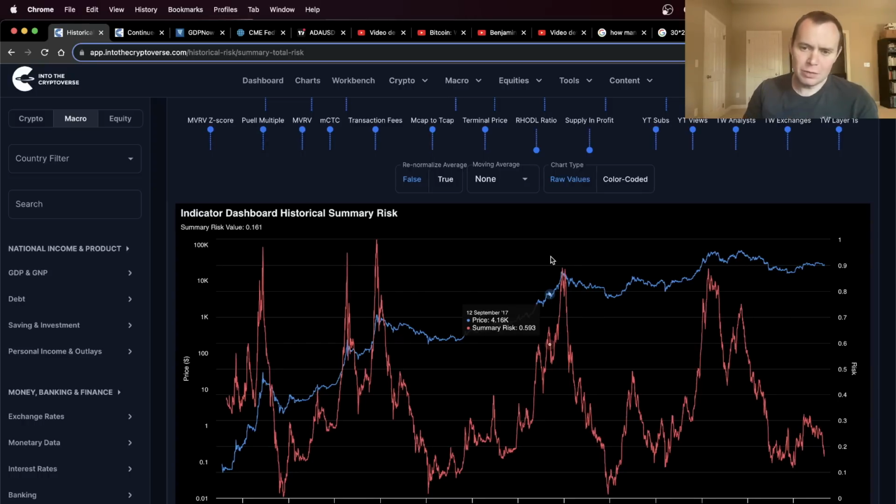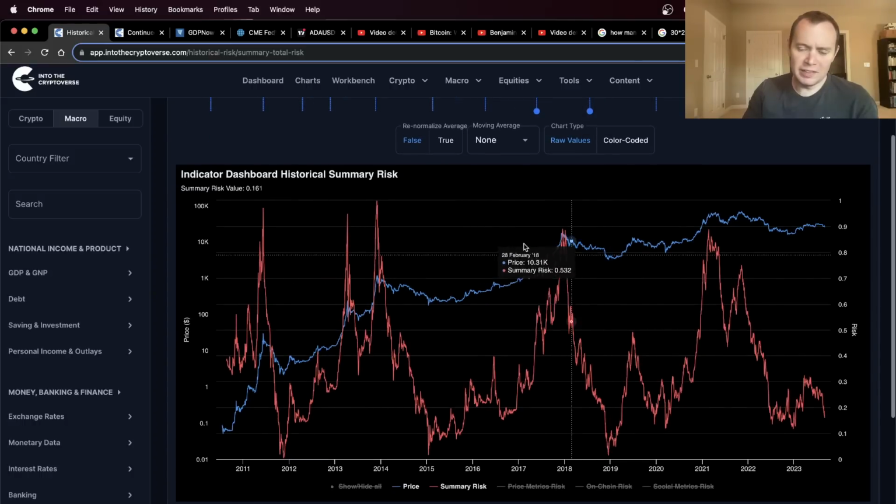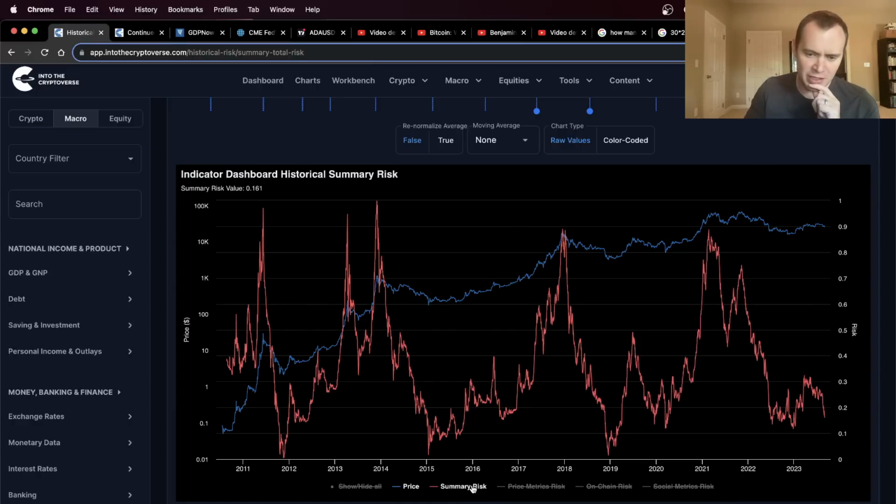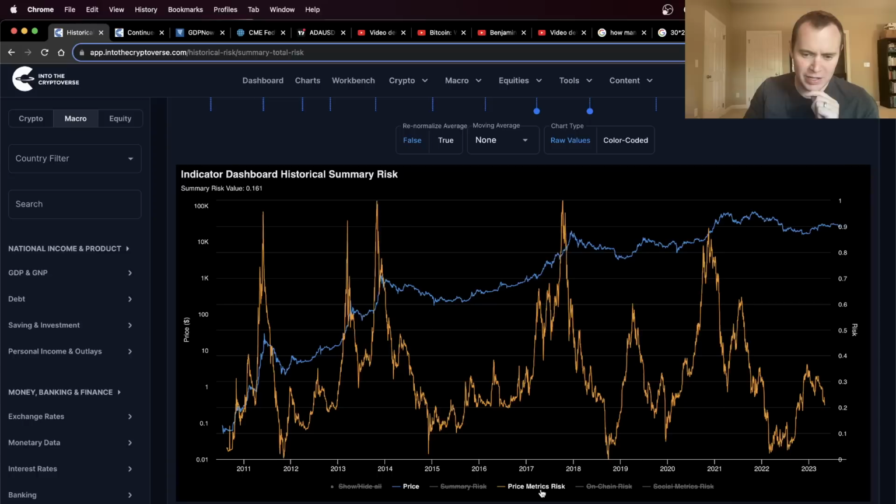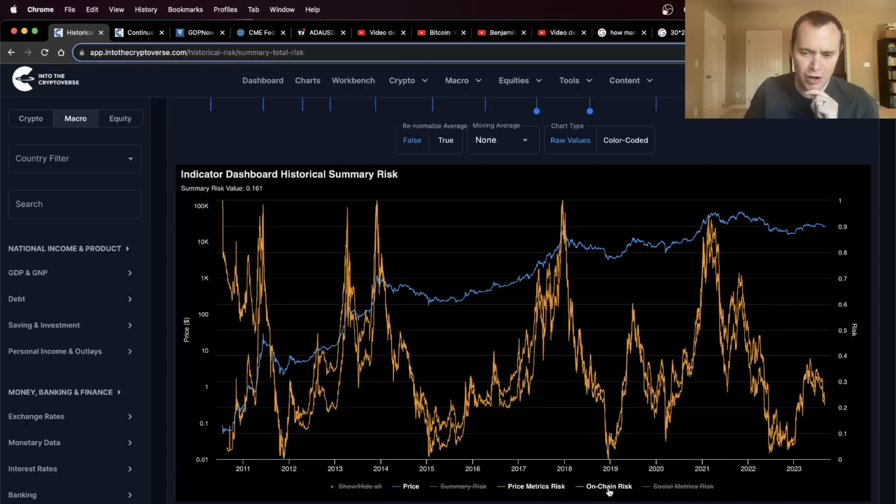And what's interesting is when you look at this metric and we look at every individual risk metric, you'll see that the price risk and the on-chain risk have already gone to fairly low levels, right, in late 2022 and early 2023.